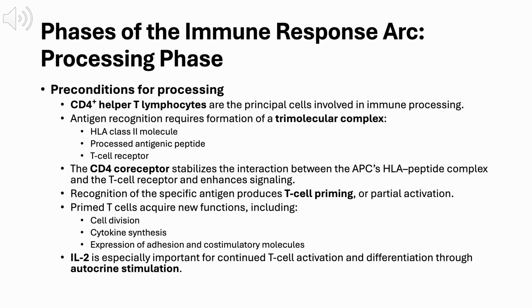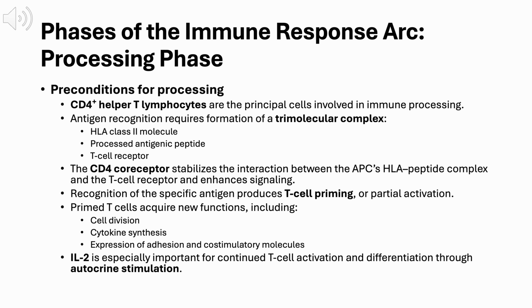Let's zoom in on the requirements for T cell processing, because the details here explain a lot of downstream disease. The principal cell in immune processing is the CD4 positive helper T lymphocyte. For it to recognize antigen, three components must come together into what's called the trimolecular complex: an HLA class II molecule, the processed antigenic peptide sitting in it, and the T cell receptor reading them. The CD4 co-receptor stabilizes that interaction between the APC's HLA peptide complex and the T cell receptor, and it amplifies signaling. Successful recognition produces priming, a partial activation.